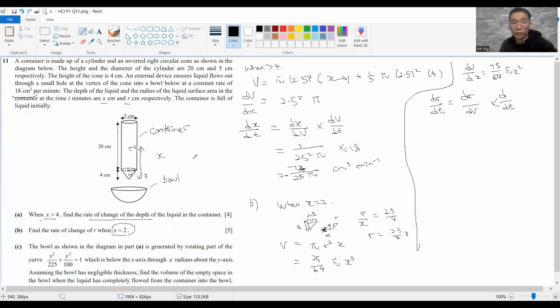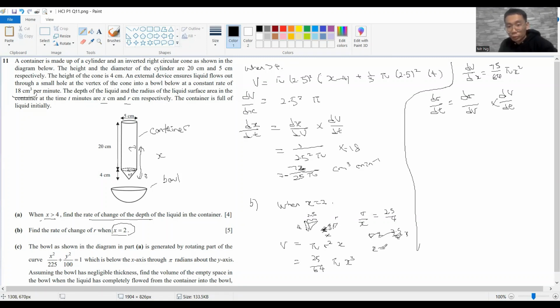The x is not so consistent. Only the volume is consistent in flowing out, but because the surface area is not consistent, dx/dt will not be consistent. That's why we cannot use that. We still need to make use of this dV/dt. That means we need a dV/dr. So here is wrong, we need to express x instead.